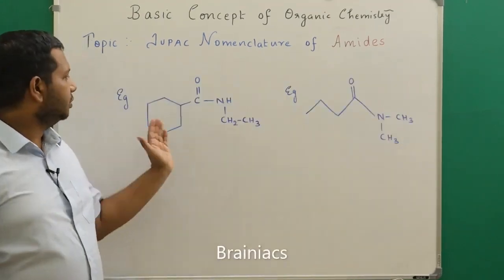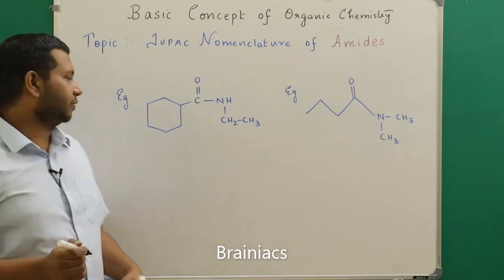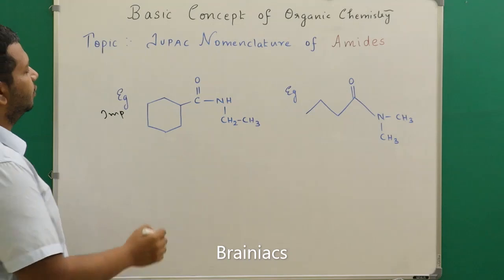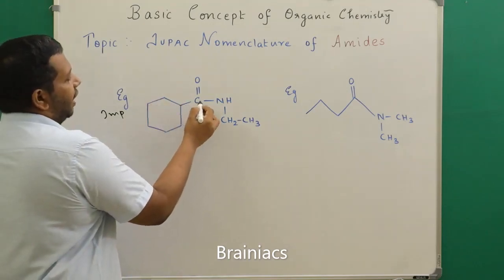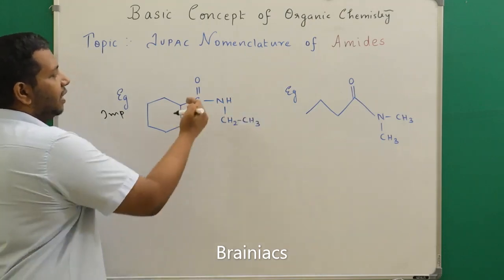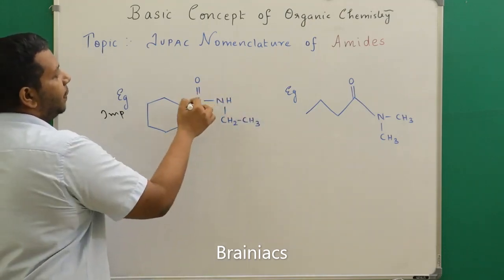So next we will do this question. Now listen to the first question. This is a very good question and I will say this is an important question. Why? Because you have a cyclohexane ring, and a CONH2 amide group, where one H is replaced by an ethyl group that is present outside. So here we cannot form a parent carbon chain.